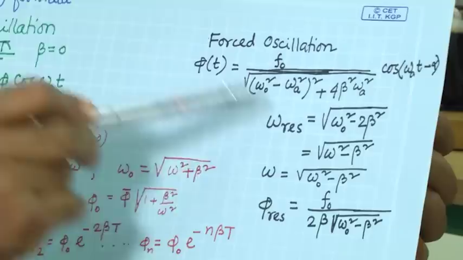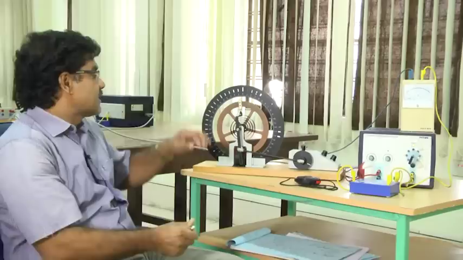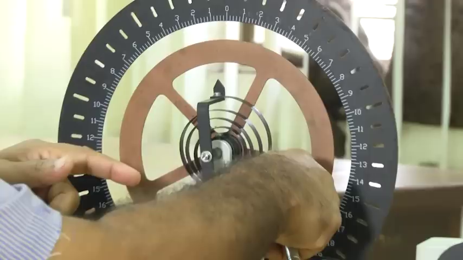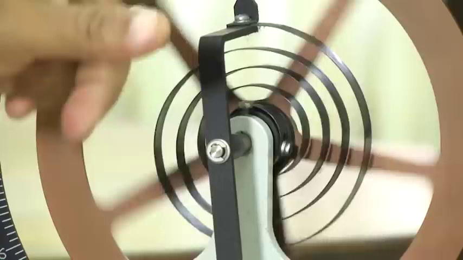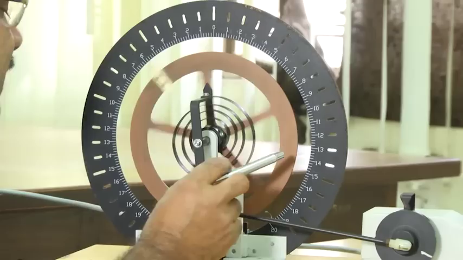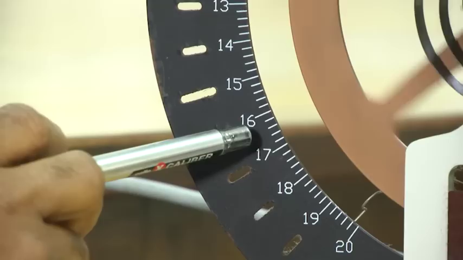Okay. So, let me now describe our setup. This is the Pohl pendulum. Here you see, it is basically a torsional pendulum. There is a spring here, and this spring gives the restoring force on this wheel. So it is oscillating, it is simply free oscillation. You can see this amplitude on this side is 14.8, and on the other side it is around 16.